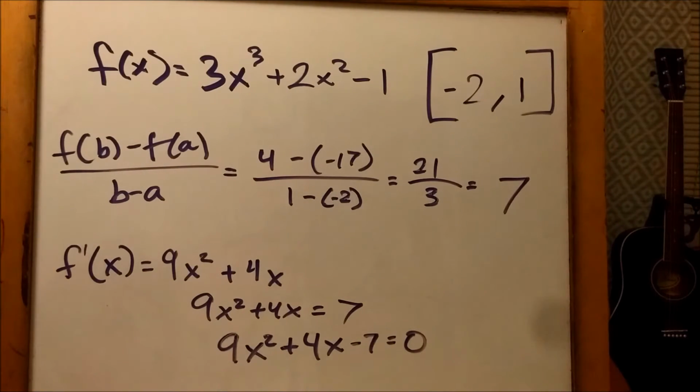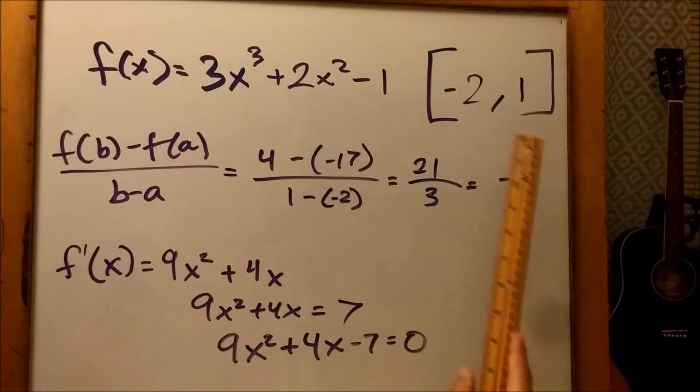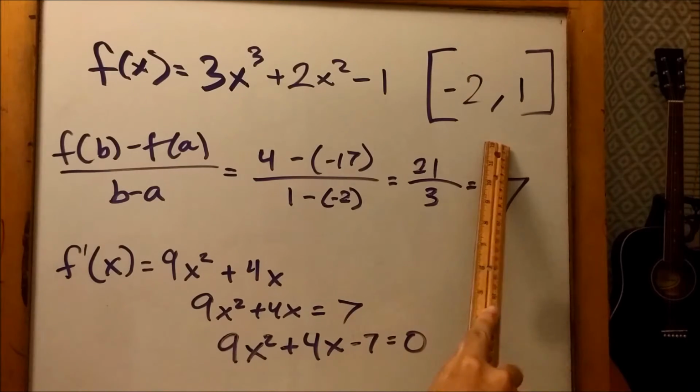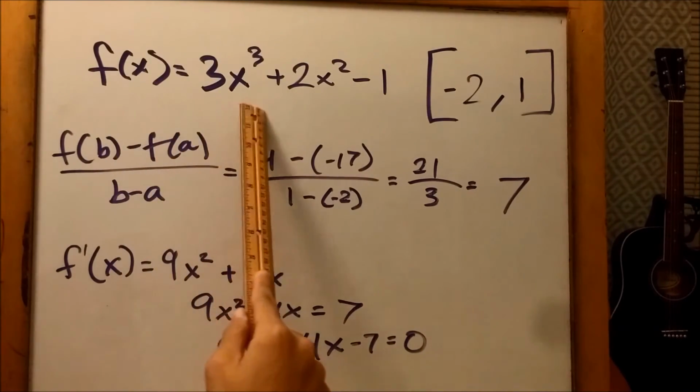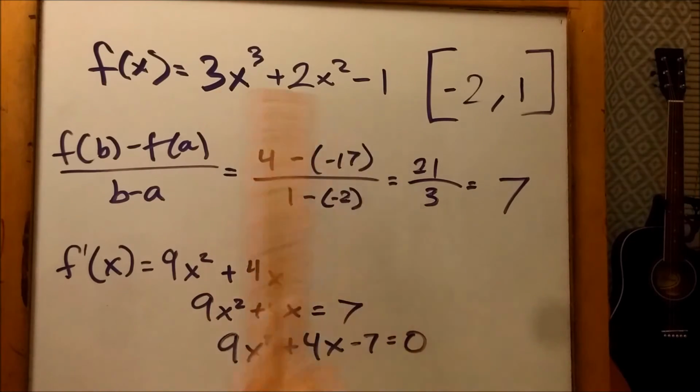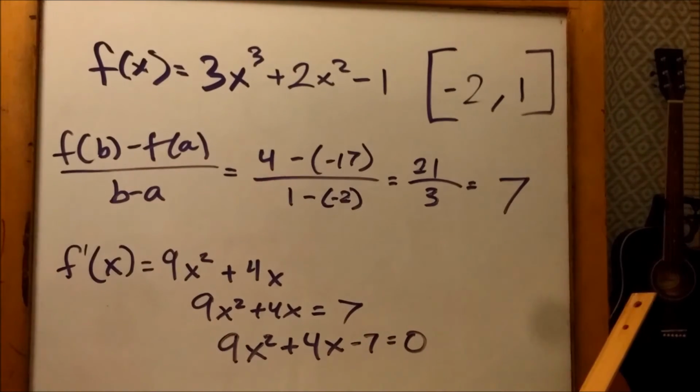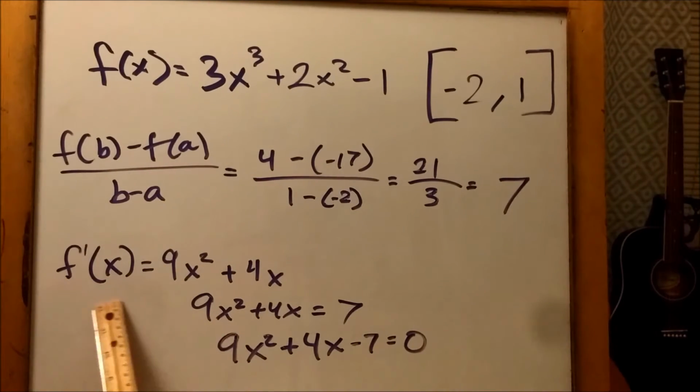A good thing to remember when you're solving for the x value is that the x value has to be in between the interval. So in this case, we have f of x equals 3x cubed plus 2x squared minus 1. You find the average slope with the formula f of b minus f of a over b minus a, and you would get 7. And then you would find the derivative, and you set that derivative equal to 7.